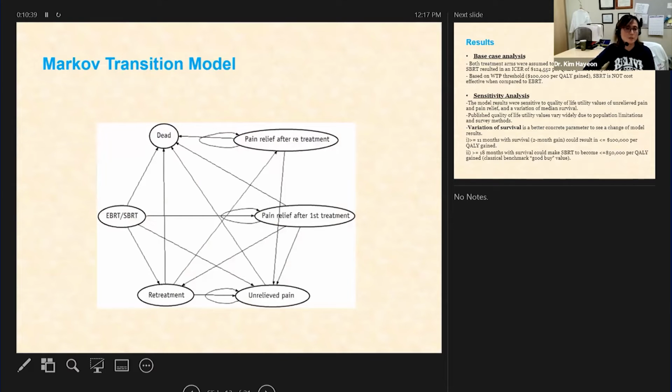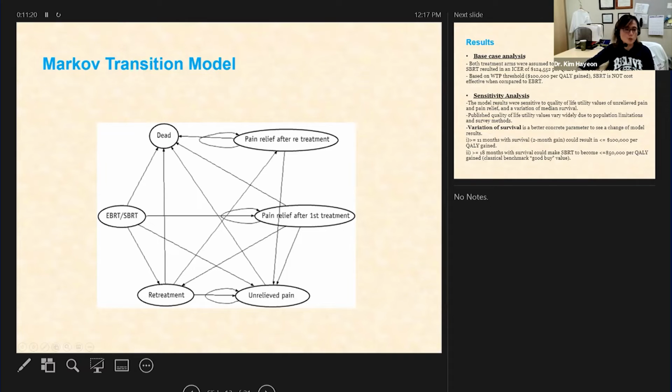This is a bubble diagram for the Markov model. You see 6 different bubbles, and each bubble shows a health state for this treatment. The patient goes through either external beam or SBRT, and then maybe gets pain relief, maybe unrelieved pain, maybe retreatment. Based on the median survival, we could put a certain portion into the dead state. After retreatment, the patient may get pain relief or still not get any pain relief. Pain is never relieved, or something like that.